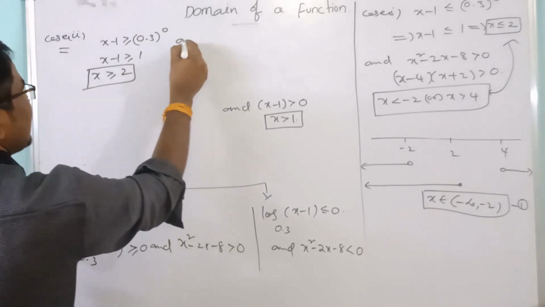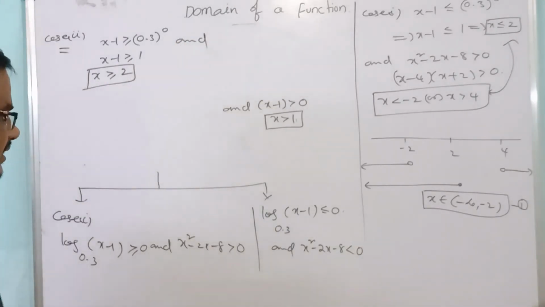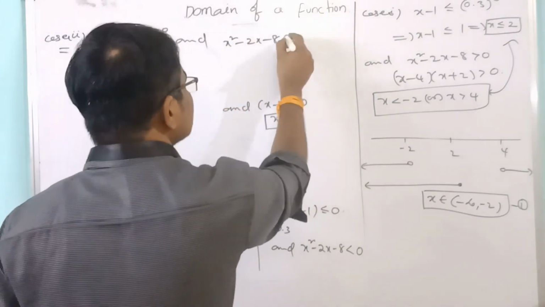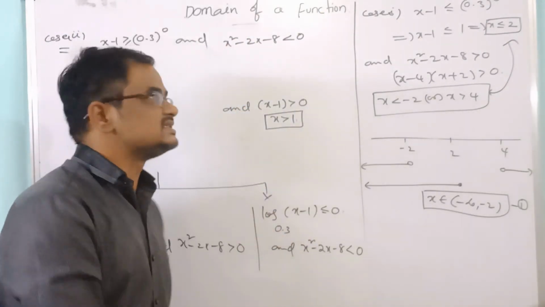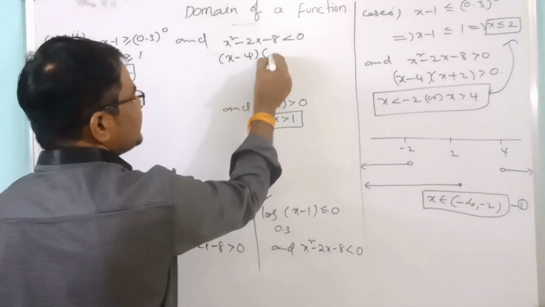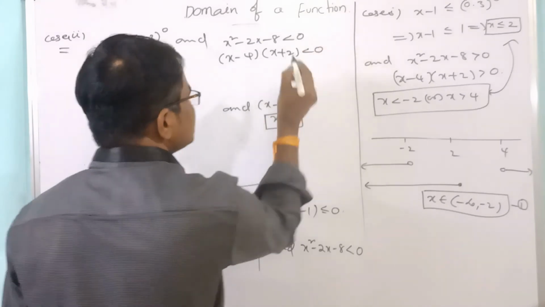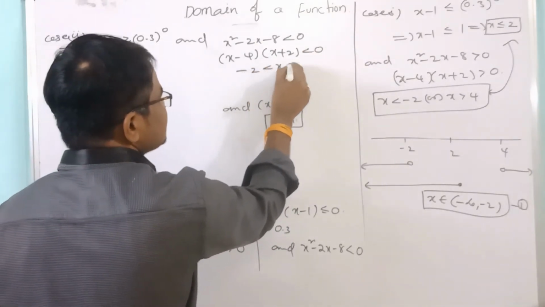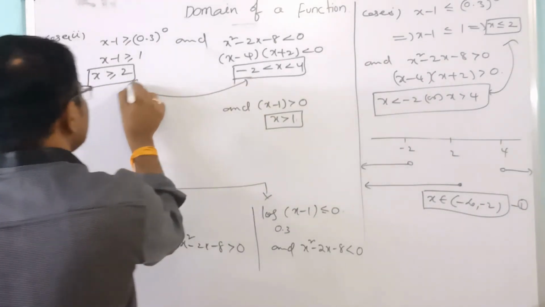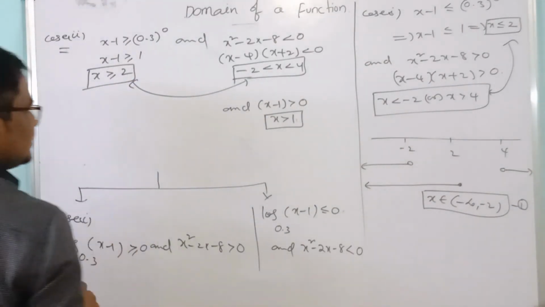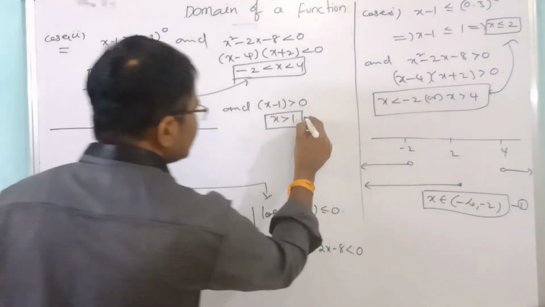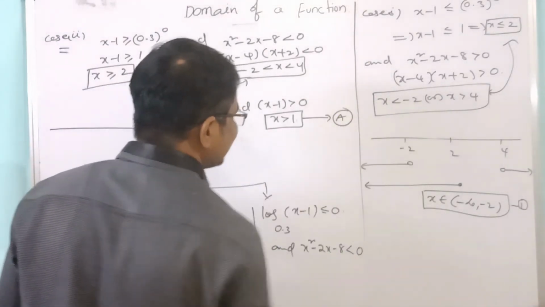Next, what is there? This one: x square minus 2x minus 8 less than 0. Now here also if you take the factors, x minus 4 into x plus 2 less than 0. So minus 2 less than x less than 4. For these two, what do we have to take? The intersection we have to take. So if you take the intersection, take it as equation number A.